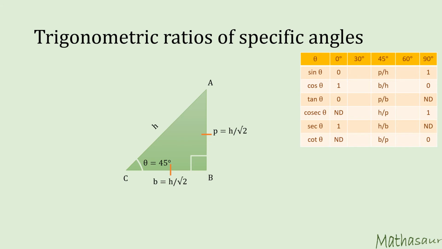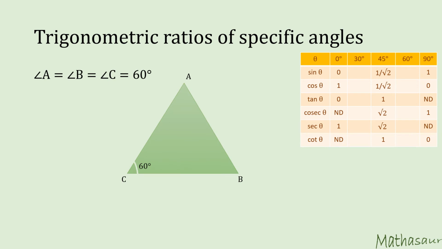Now this time we are going to fill the column for 45 degrees. So let us write our trigonometric ratios in terms of P, B and H and substitute the values. We get sin theta and cos theta as 1 by square root of 2. Since the two are equal, tan theta becomes 1. And we can figure out the rest of the three ratios as reciprocals of the first three.